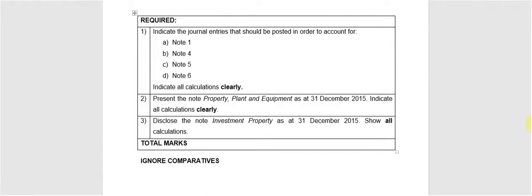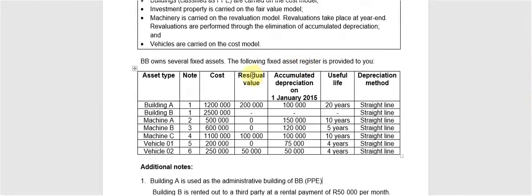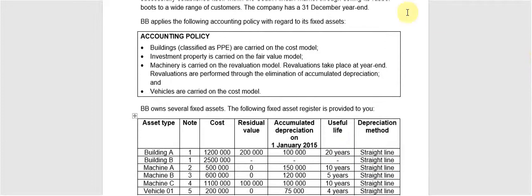All right, so let's see the journal entries that relate to building A. As we can observe, building A is, of course, a PPE building, and they have given us information in the block. They say it has a cost of 1.2 million. It has a residual value of 200,000. The accumulated depreciation at the beginning of the year was 100,000. It has a 20-year lifespan. It's depreciated on the straight line. And in the information, they tell us that the buildings are carried on the cost model.